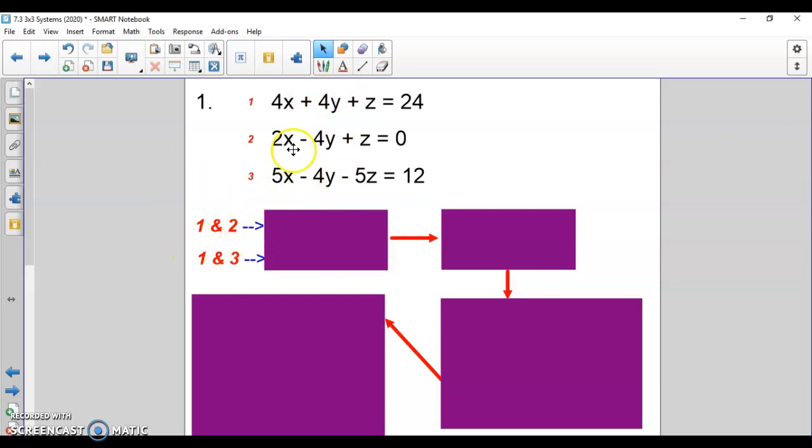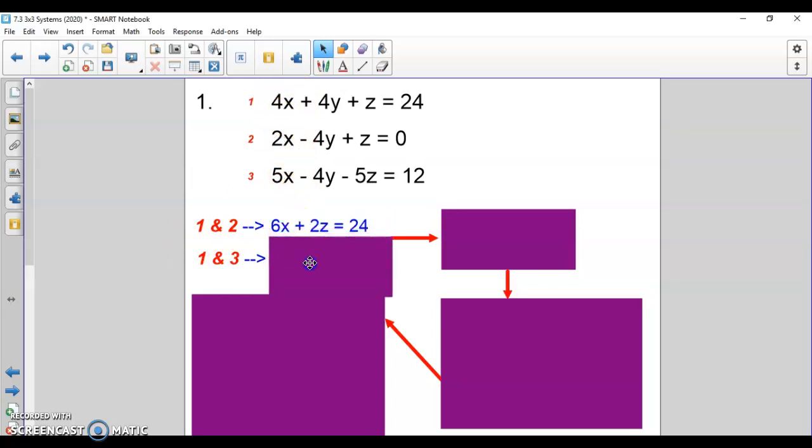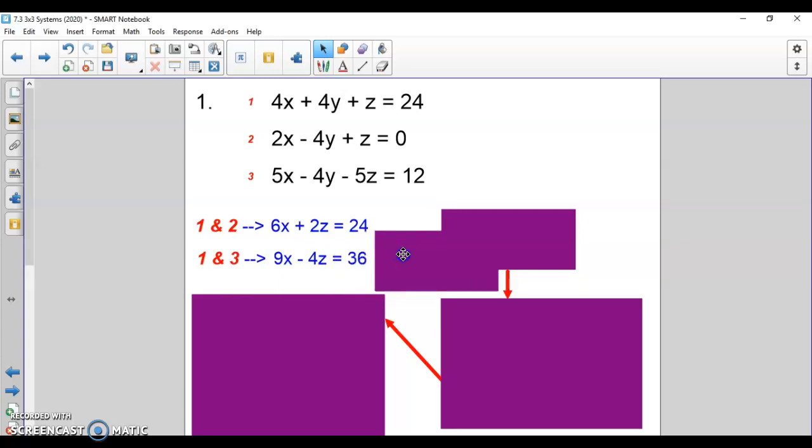So when I add together 1 and 2, I just add straight down. 4x plus 2x, I get 6x. The y's cancel like I said they would. z plus z is 2z, 24 plus 0 is just 24. I do the same thing with 1 and 3. Now I'm not rewriting these equations. You can if you want. It's kind of up to you. I normally don't when I do my notes. So 1 and 3, 4x plus 5x, get 9x. The y's are gone. I have negative 4z and a 36 after that.